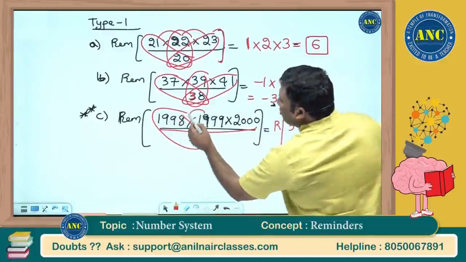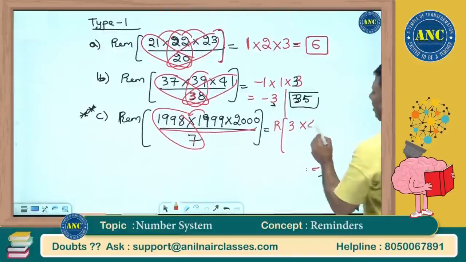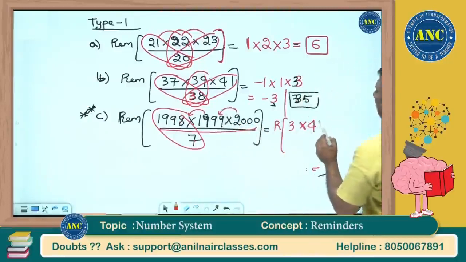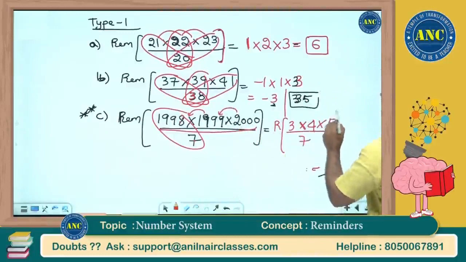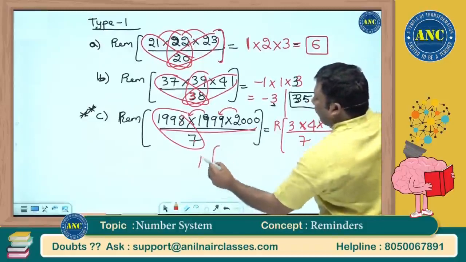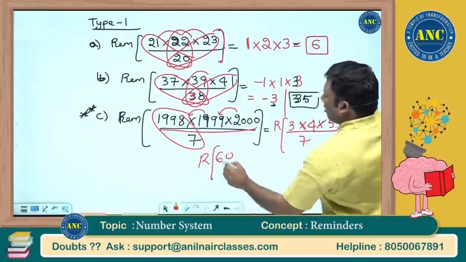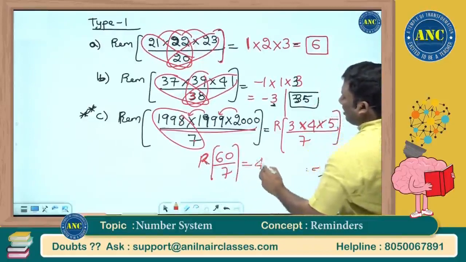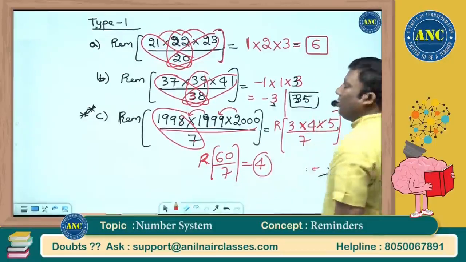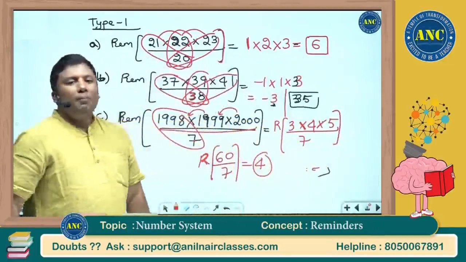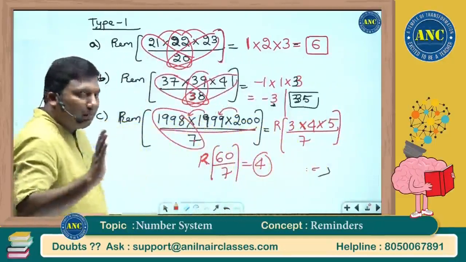The next number is just one more than this number, so its remainder is 4. The next one is one more again, so it is 5. 3 into 4 into 5 divided by 7. 12 5s are 60. 60 divided by 7: 7 8s are 56. The positive remainder is 4.